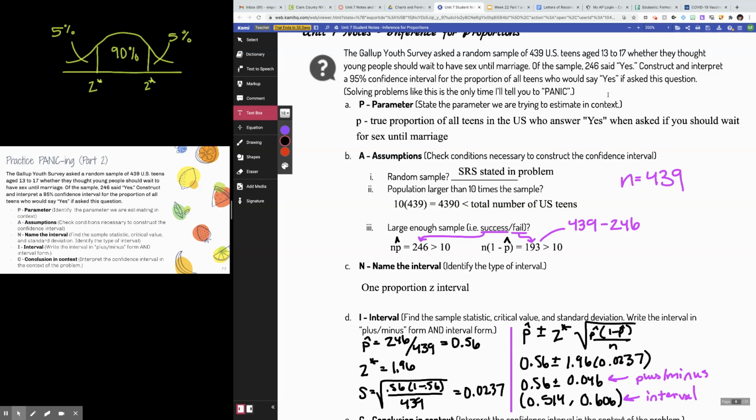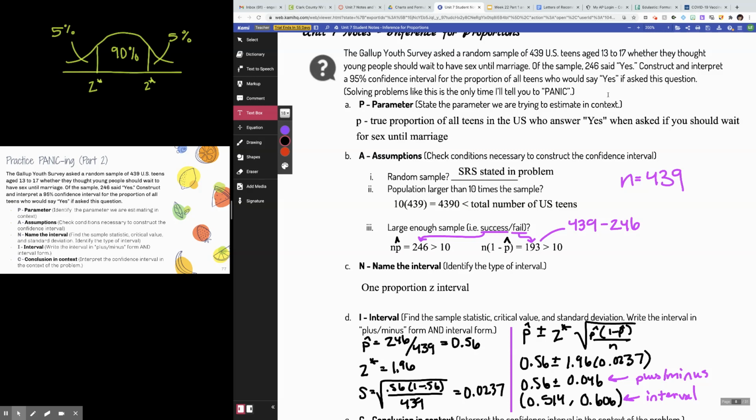A is assumption. So I need to check my conditions. First condition, random sample. Yes, it's stated in the problem. They say SRS in the problem. Second, 10% condition. Is my population larger than 10 times the sample? So I did 10 times 439 because that's my sample size. So that's 4,390, and that's definitely less than the total number of teens in the US, right? Honestly, that's probably less than the total number of teens in, like, between Valley and its surrounding middle schools, okay?